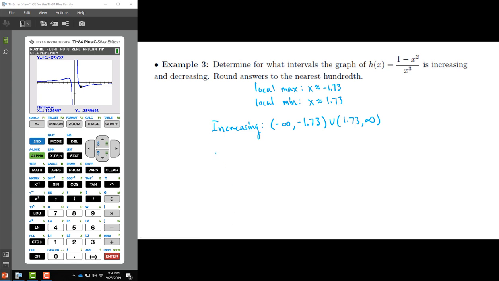Okay? Now decreasing, you might want to just say, well, oh, it's the rest of it between negative 1.73 and 1.73. Well, not so fast. It does start decreasing right after negative 1.73, but we have to stop it before it gets to 0, right? Because we know that the function is not defined at 0. And then we can also see it is decreasing over here as well, right? But we had to interrupt ourselves at 0, so then we just pick things back up after 0 and go up to 1.73. And so there are intervals of increasing and decreasing.